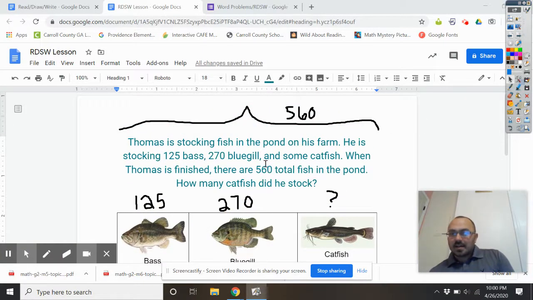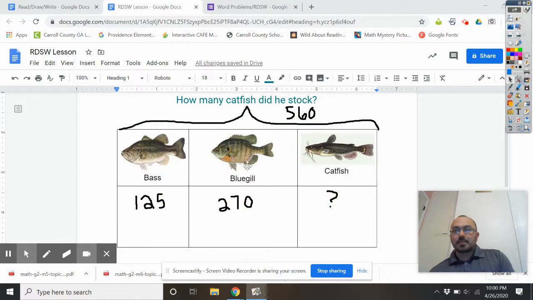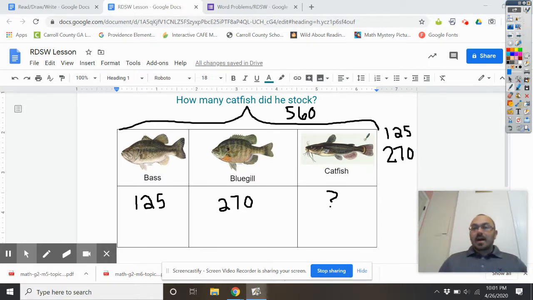No, I came up with that number in the text, the word problem. So put it back, and now I got to solve for catfish. So the first thing I need to do is figure out the total amount that I do know. So I do know that there are 125 bass, and I do know that there are 270 bluegill. Now, how do I find the total?